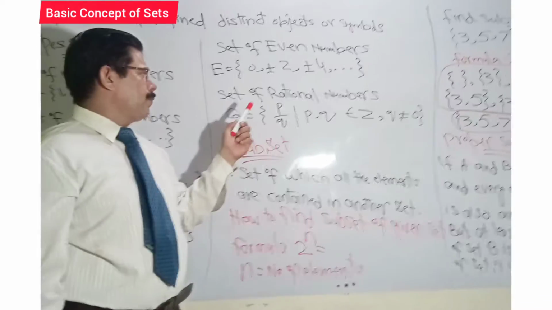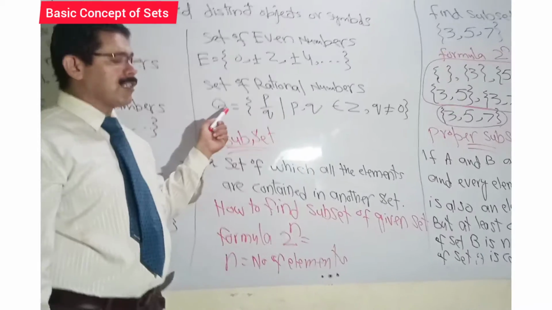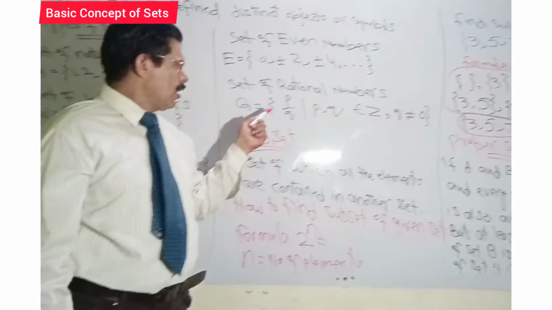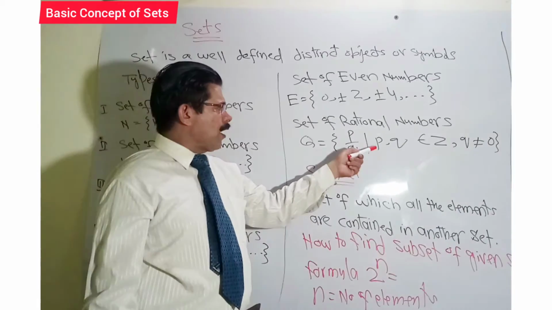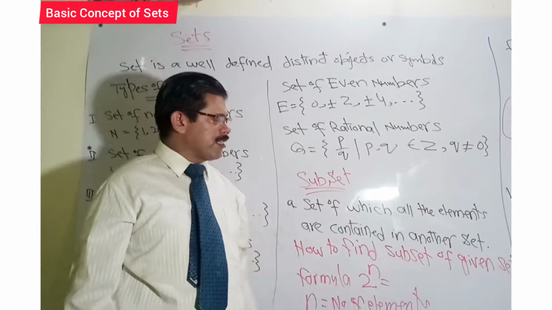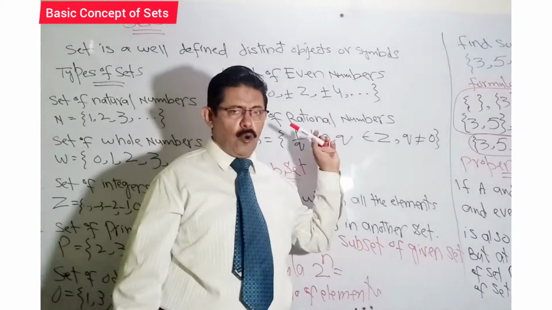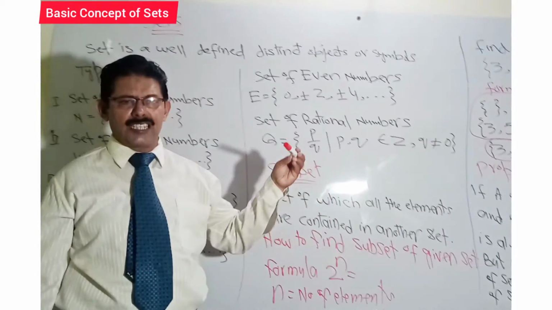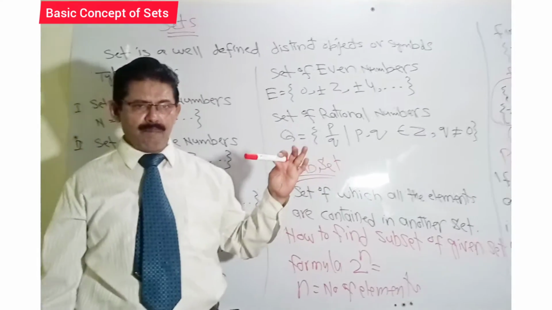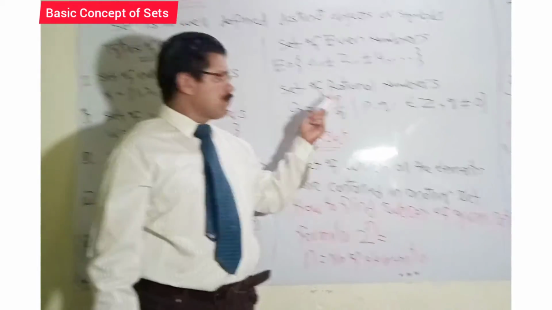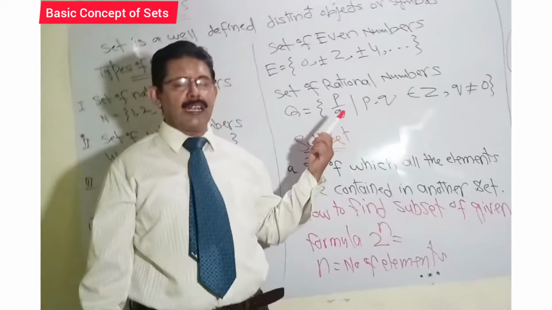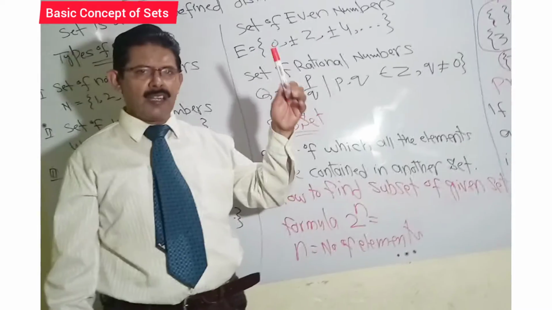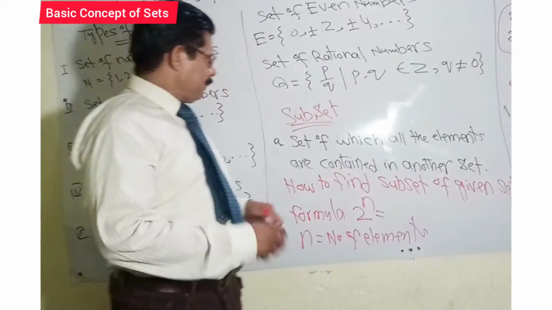Set of rational numbers is represented by capital letter Q, and it can be written in the form P over Q, where P and Q belong to integers and Q is not equal to 0. In the last lecture I will explain deeply what is meant by rational number, how many types there are, and how you will identify the rational numbers from a given long series of numbers.